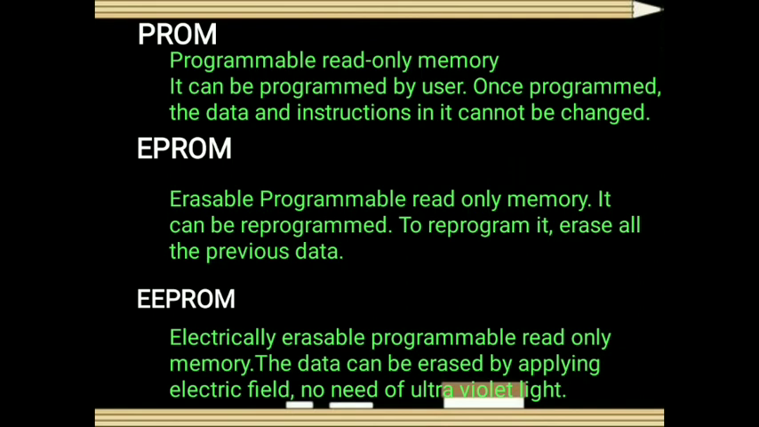EPROM means erasable programmable read-only memory. It can be reprogrammed. To reprogram it, erase all the previous data. That is erasable programmable read-only memory. Next one is EEPROM. The full form is electrically erasable programmable read-only memory. The data can be erased by applying an electric field, with no need of ultraviolet light. Okay, that's it. This is all about primary memory and secondary memory.